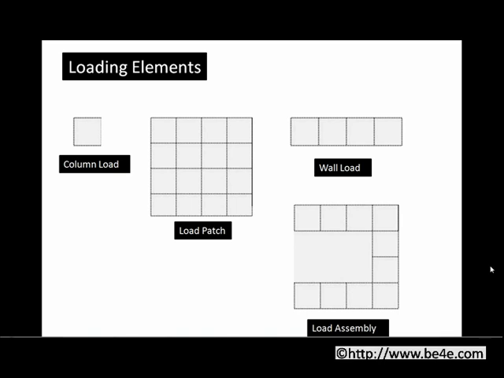They are elements which apply a load on a structural member. For example, a wall places a load on the slab. There are three types: the column load, the load patch, and the wall load, as well as the load assembly, which is a combination of the wall loads together forming a load assembly.